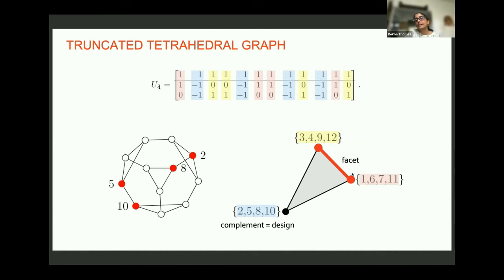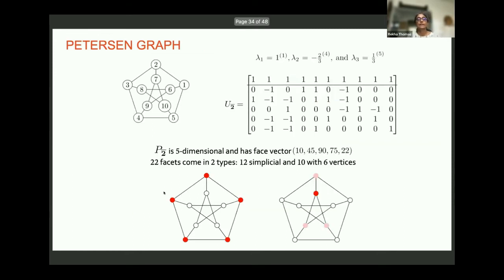And now, for example, if I take this facet, this red facet that you see here, the design that corresponds to it is given by the complementary set of indices. So it's 2, 5, 8, 10, and 2, 5, 8, 10 on the graph gives you this design. So this is an example of an extremal design in this truncated tetrahedral graph where the polytope is just a triangle, even though you expect something with many, many more vertices. Okay, so that's another example.